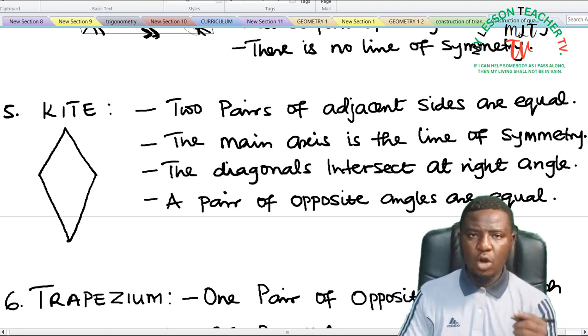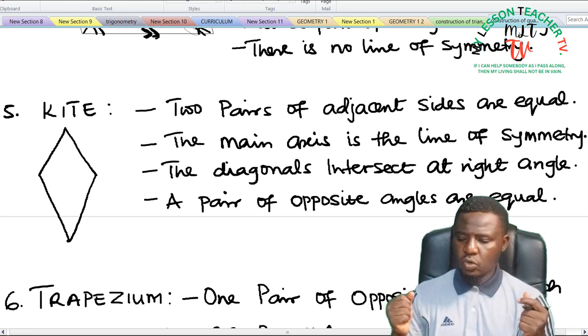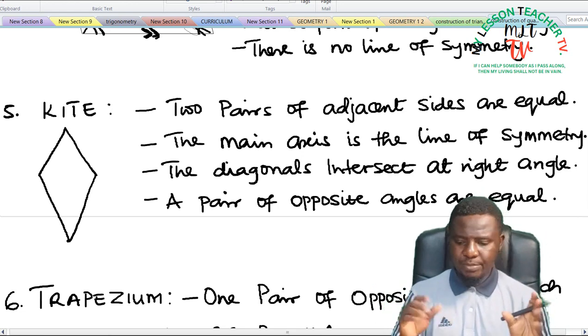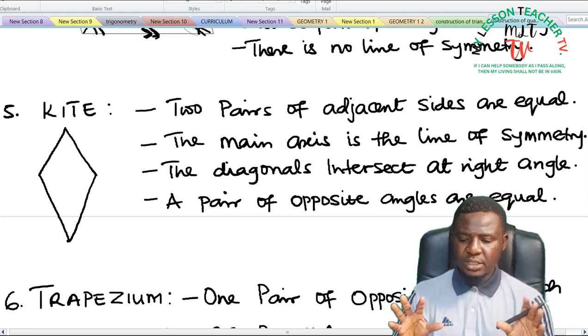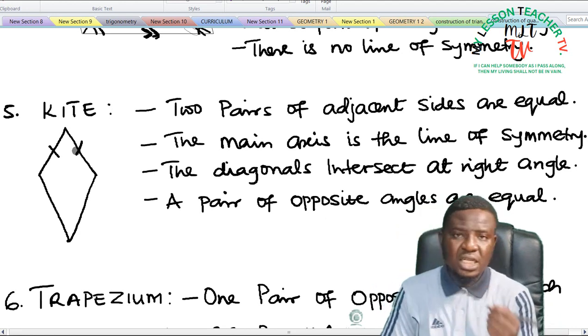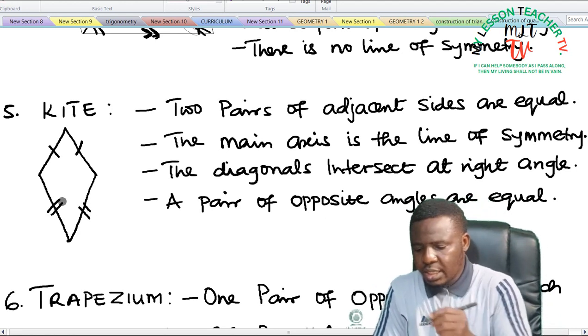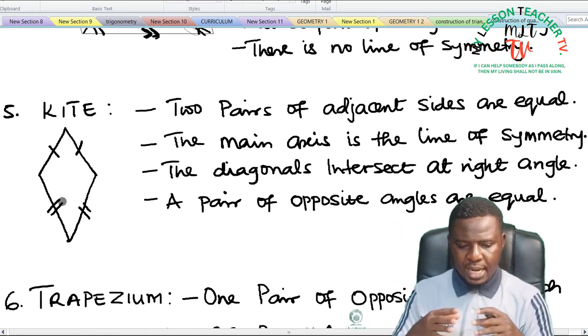The fifth quadrilateral we shall consider is said to be the kite. The kite is also a four-sided plane shape with the following properties: that two pairs of adjacent sides are equal, that is, these two sides are said to be adjacent and they are equal, as well as these two sides, they are equal and adjacent.